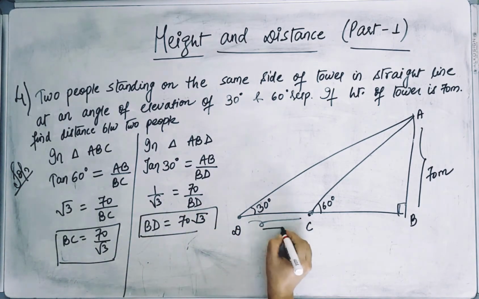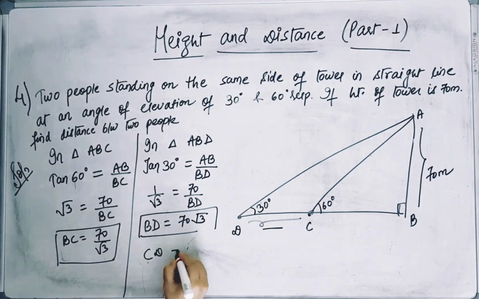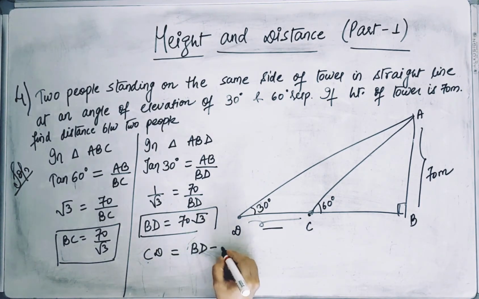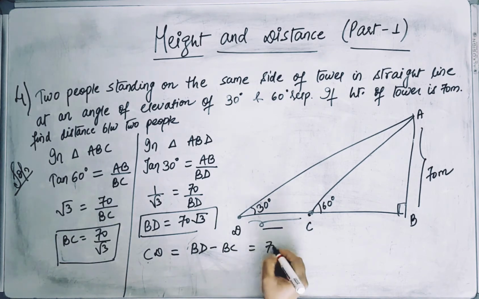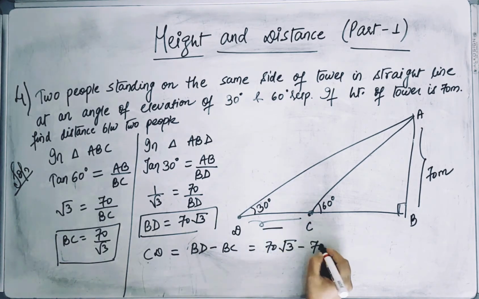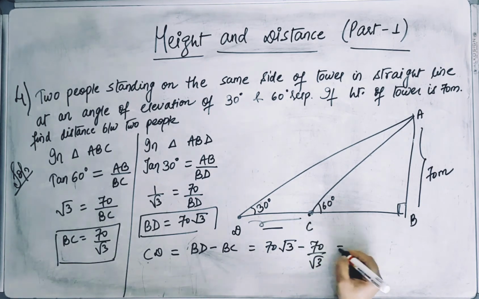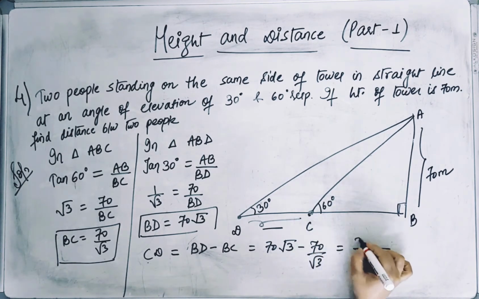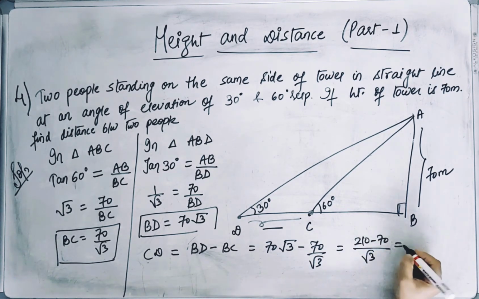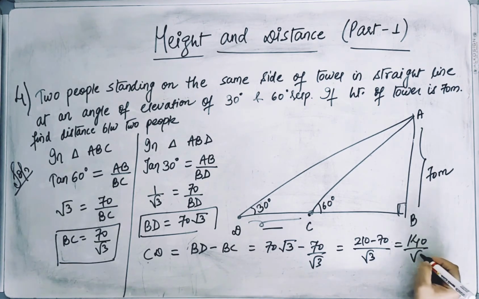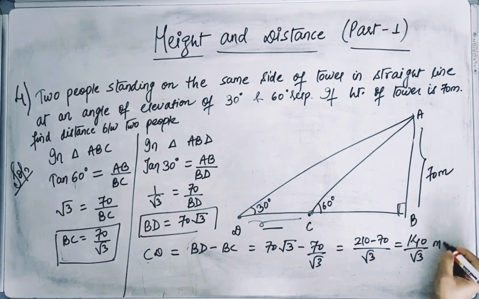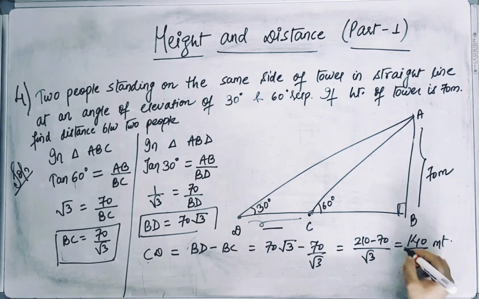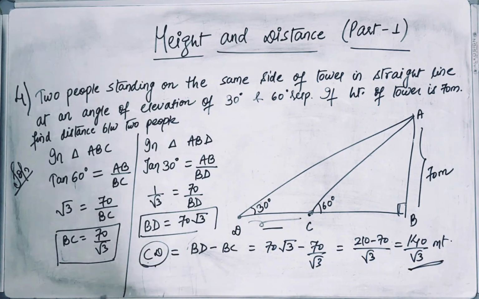Now we have to calculate what? CD distance. So this CD distance is equals to BD minus BC. So BD is what? 70 root 3 minus 70 by root 3. We'll solve it. We'll take root 3 as LCM. So we'll get 70 into 3, 210 minus 70. Thus the answer will be 140 by root 3 meter. This is distance between two people. So we have to mention that CD is the distance between two people, and that distance is 140 by root 3.